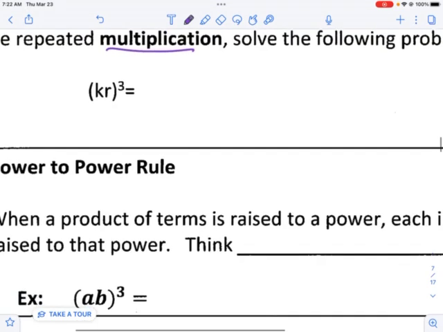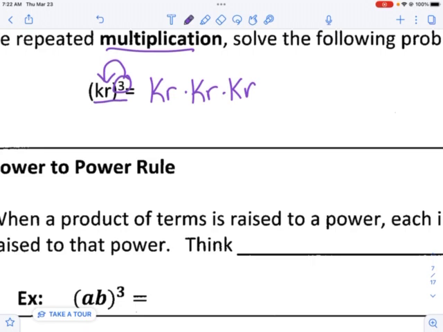So if I have the quantity kr cubed, this cube tells me how many times I multiply the base. So I have kr times kr times kr. Okay, that's an expanded form there. Well, then from here we could go to the final answer of saying, well, I know that each of these are raised to the first power, and knowing my product rule, I have 3 k's, so it's k cubed, and then 3 r's, so r cubed.